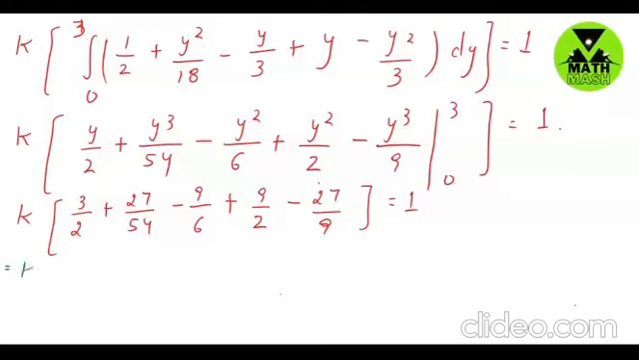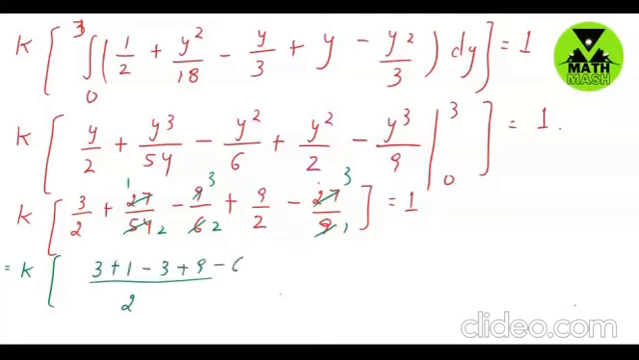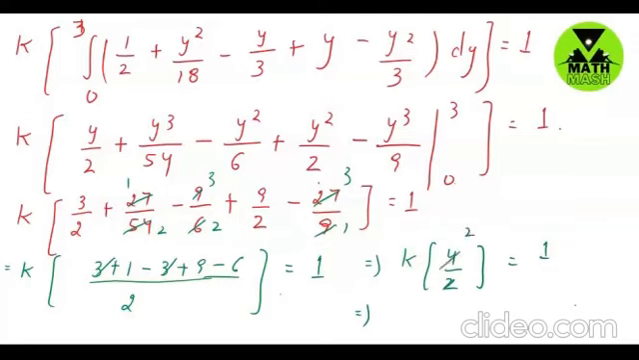Now this is equal to k as it is. Take the LCM. So here the LCM is 2. So this becomes 3 plus 1 minus 3 plus 9 minus 6, and this is equal to 1. So this 3 cancels out. So this becomes 10 minus 6. So 10 minus 6 is 4. So this is 4 by 2, which is equal to 1, and this implies k is 2, so from here k is equal to 1 by 2.